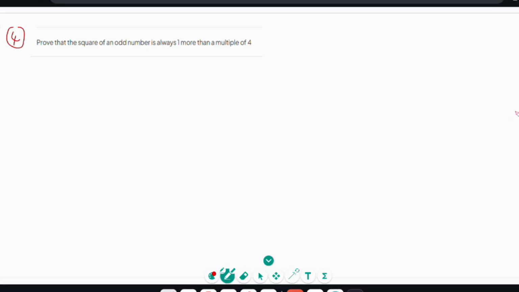Question 4. Prove that the square of an odd number is always one more than a multiple of 4. 2n is an even number. 2n plus 1 is odd. Square of an odd number, so we need to square it. Expand the brackets here.